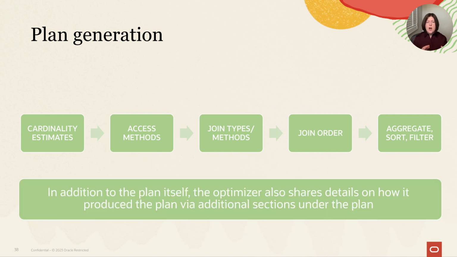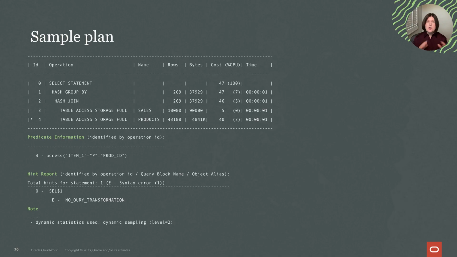But before we move on from the plan generation section, I do want to highlight the fact that there is a lot of additional information underneath the plan itself, where the optimizer is going to share details on how it's made the decisions and what additional information impacted that. So let's take a look at an example so I can show you more about what I mean. If we look at this sample plan, you see there the plan table that we're all very used to looking at, but underneath that there are 3 key sections you need to be aware of.